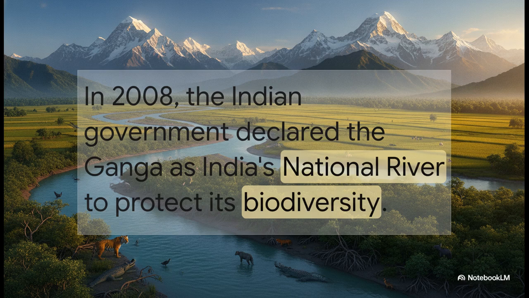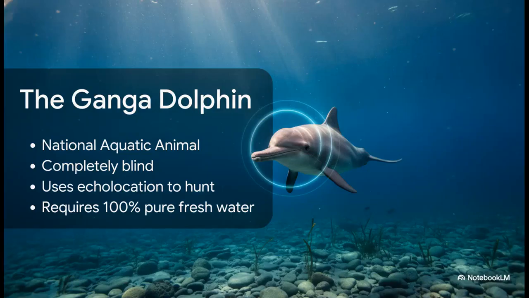Because of the monumental scale of this ecosystem, we're talking about supporting hundreds of millions of humans, vast mangrove forests, and incredible wildlife. The Indian government officially declared the Ganga as India's national river back in 2008. It's not just a religious symbol, it's a completely irreplaceable lifeline for biodiversity. And right at the very heart of this biodiversity is the river's ecological guardian, the Ganga dolphin. Crowned as India's national aquatic animal, this incredible creature is completely blind.